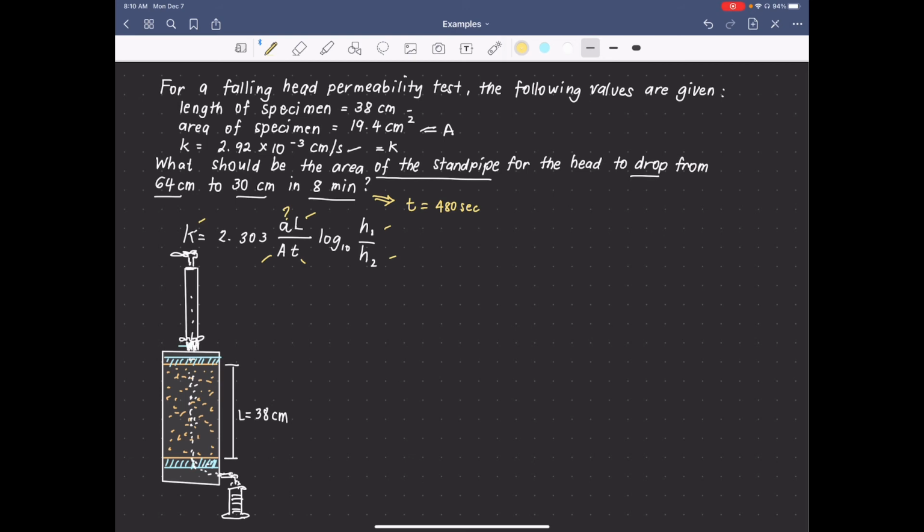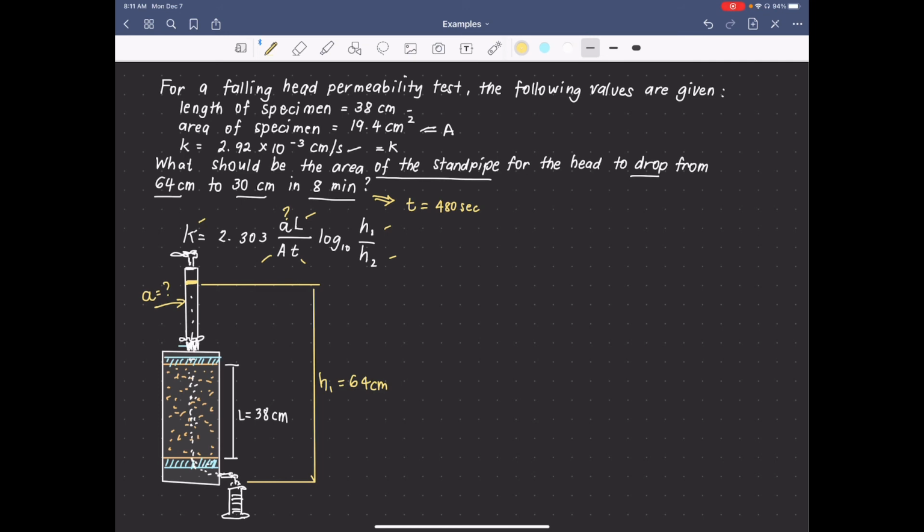So we can right away calculate A, but just to give you an idea on H1 and H2, or head difference 1 and head difference 2, that is when you start the test. Let's say time is equal to 0. We will allow water to flow, and when we start the test, we have to measure a certain height from our standpipe. By the way, this is the area of the standpipe, that is A. That's the unknown. So here we have, from this point, let's say that's time equals 0, to our outlet, that is our H1, which is equivalent to 64 centimeter.